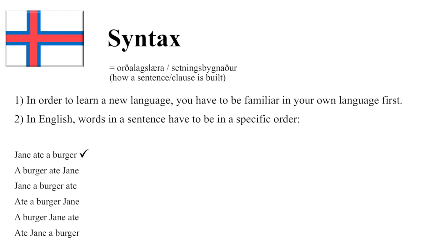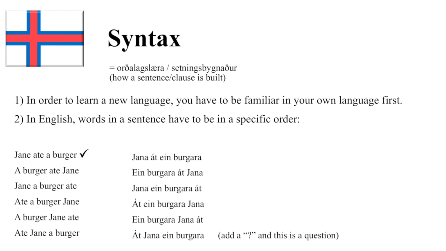Jane ate a burger. All of the other versions don't really work in English. Unless you're Yoda, then you can say a burger Jane ate. But most of us are not Yoda, so we can only say Jane ate a burger in English. In Faroese, there are more options. You can say Jana åt en burgare, åt Jana, Jana en burgare åt, and then if you add a question mark, this becomes a question.